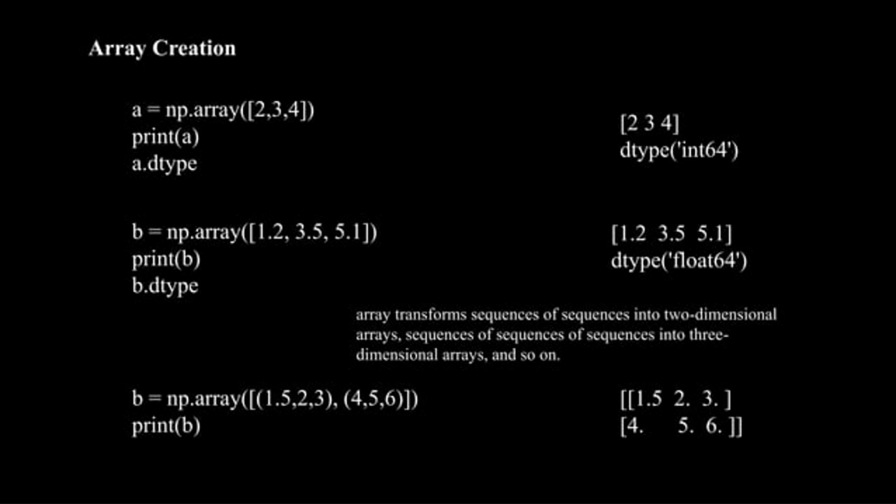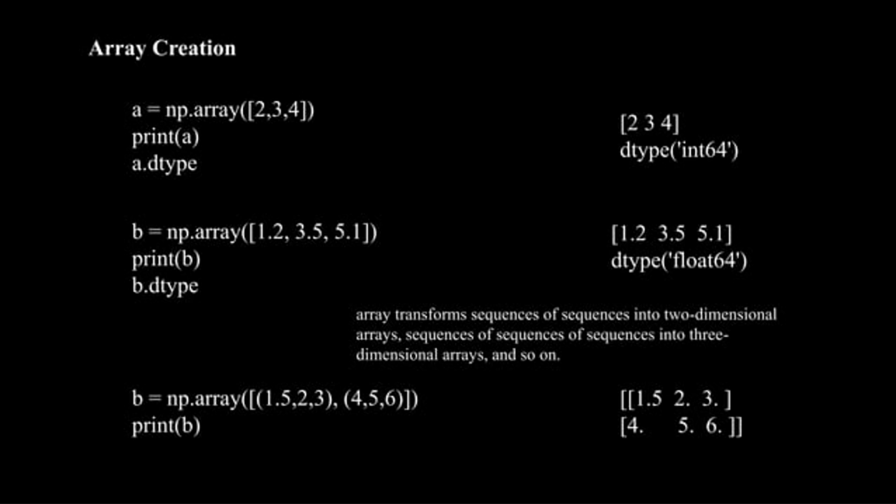Next, b. The one above we took as integer data type, but in NumPy we can't take integer and float data types in the same array. That's the point, so in a we only took integer data type. In the next example, we'll take a floating point data type and see the answer. b equals np.array of the points in the list, 1.2, 3.5 and 5.1. Print b. The list will be printed, and b.dtype means the data type of b. It's floating point, float64.